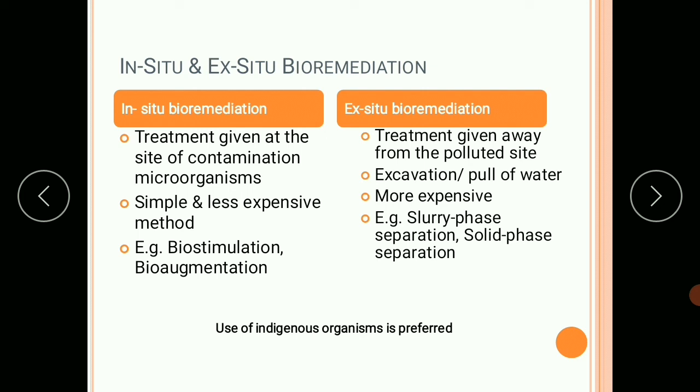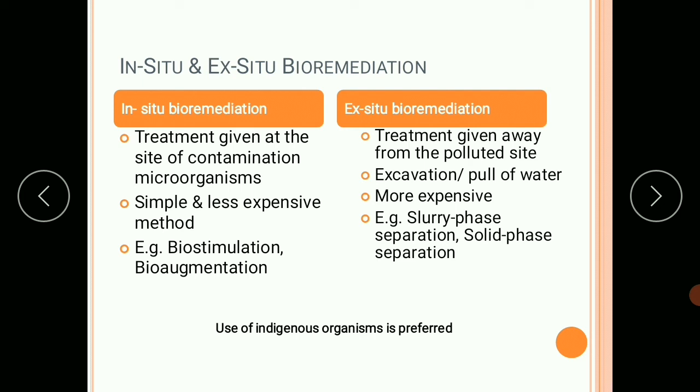Since there is no transportation or anything expensive included in this method, it is simple. The mechanisms by which in situ bioremediation is carried out are biostimulation and bioaugmentation, and there are many more. So let's see what ex situ bioremediation is now.